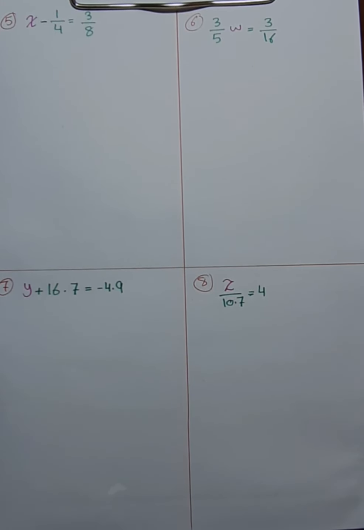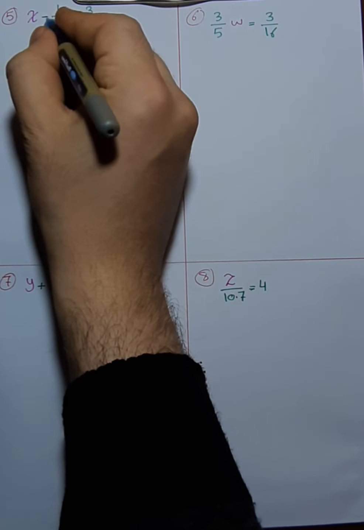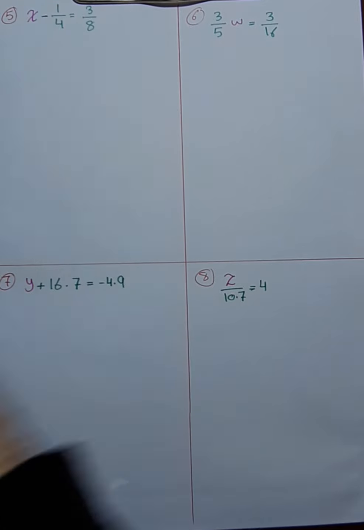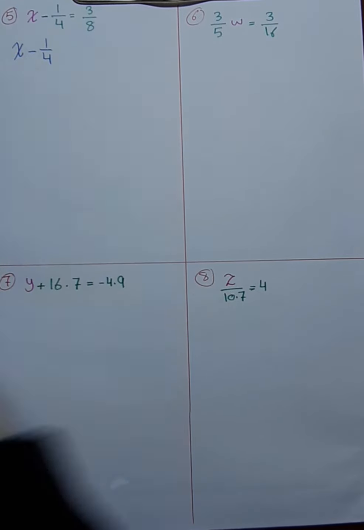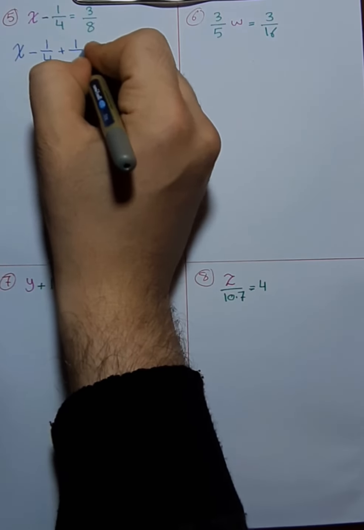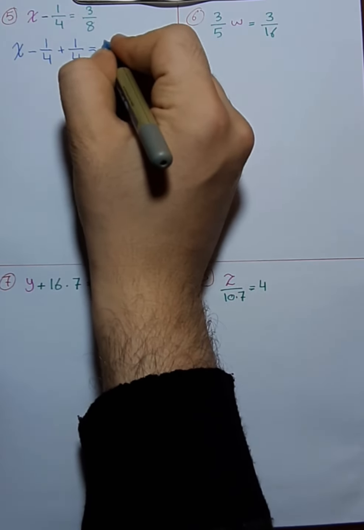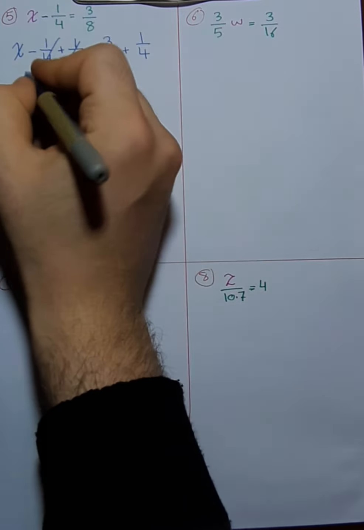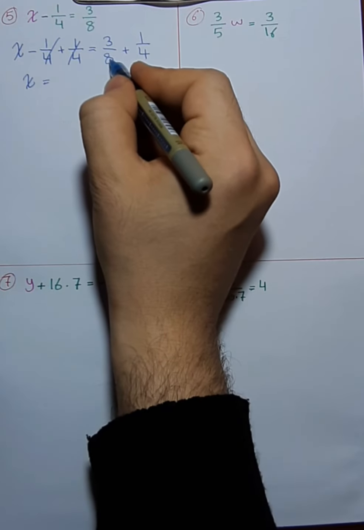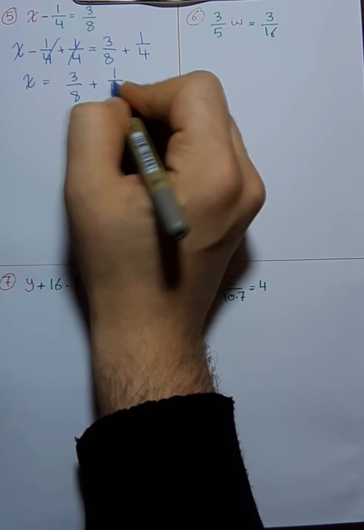Example number 5. We have x minus 1 out of 4 equal to 3 out of 8. First, we have to take the inverse of negative 1 out of 4. X minus 1 out of 4 plus 1 out of 4. So the inverse of minus 1 out of 4 is plus 1 out of 4, equal to 3 out of 8 plus 1 out of 4. These two fractions are reduced. X is equal to 3 out of 8 plus 1 out of 4.